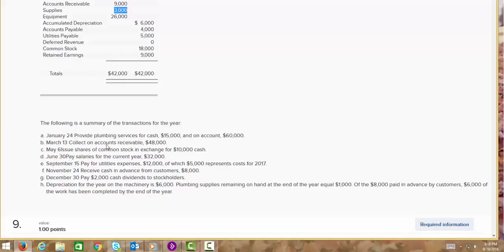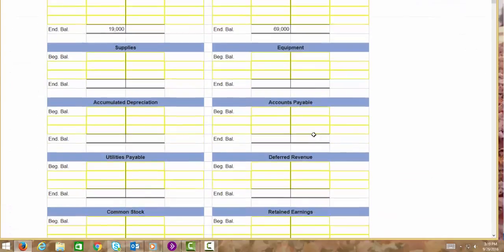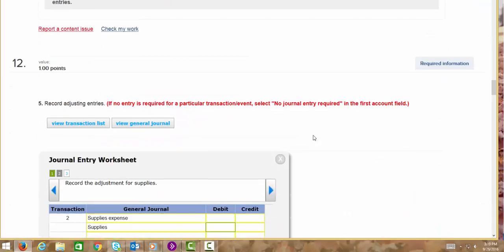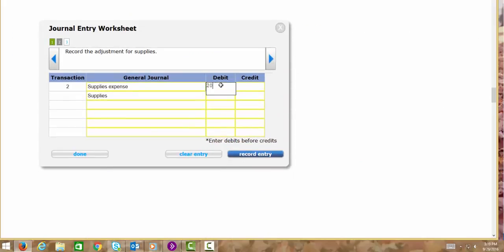And I look down through these transactions, it doesn't say that we purchased any additional supplies. So transaction A was about revenue, B was about receiving cash, C was common stock, D was salaries expense, E we went over, F is deferred revenue, and then G was a debit to dividends with a credit to cash. But there's nothing about new purchases. So we take our beginning balance, we would add zero because there are no new purchases, and we would subtract off the ending 1,000. The difference then is what our adjusting entry should be for down here at the bottom on 12 when we're expensing. We're showing the amount that got expensed.